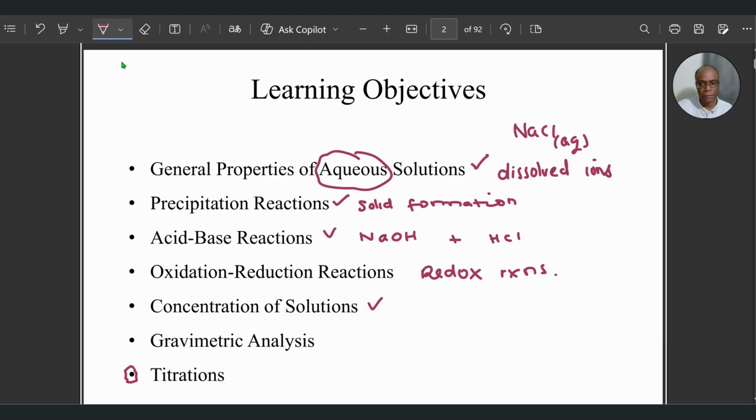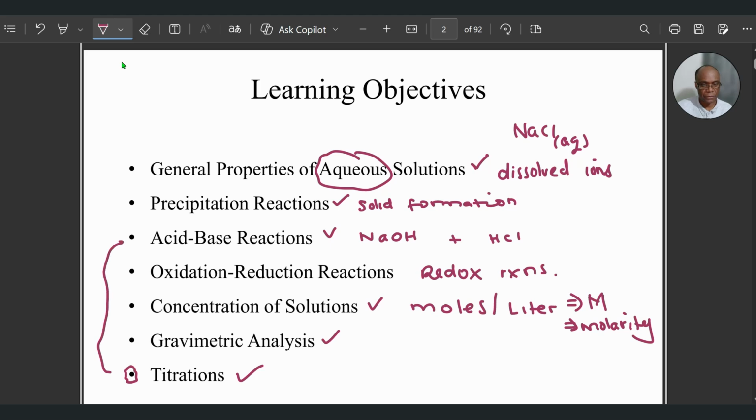Concentration of solutions, we will determine concentration of solutions in terms of moles per volume, which is a liter, what we call uppercase M, what we call molarity. And then gravimetric analysis is where you're doing a reaction and you can actually get the mass of your product. And of course, titration, which happens mostly to be an acid-base reaction, determines the concentration of an unknown solution using the concentration of a known solution, otherwise called the standard.